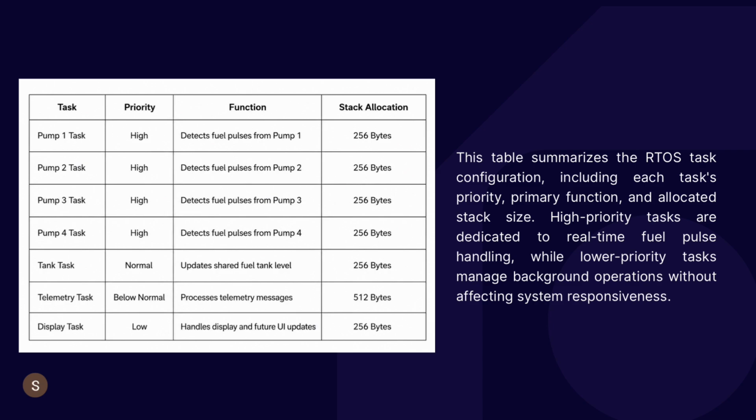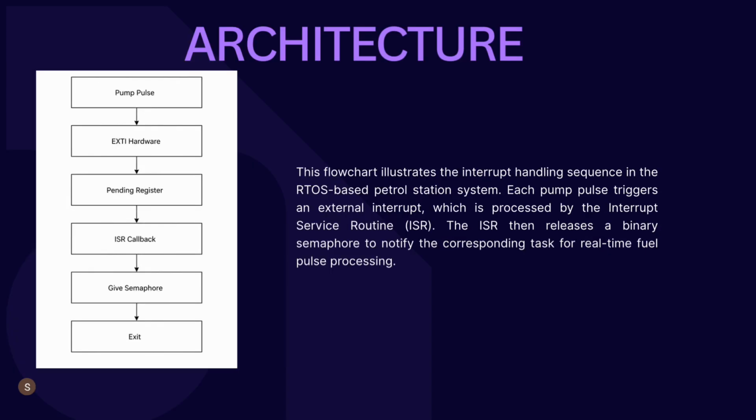Each task is assigned a specific priority, function, and stack allocation based on its responsibility. For example, pump tasks are configured with high priority because they handle real-time fuel pulse detection. This flowchart shows the interrupt handling process in our RTOS system. The process starts when a fuel pump generates a pulse during fuel dispensing. This pulse is detected by the GPIO hardware, which immediately creates an interrupt request.